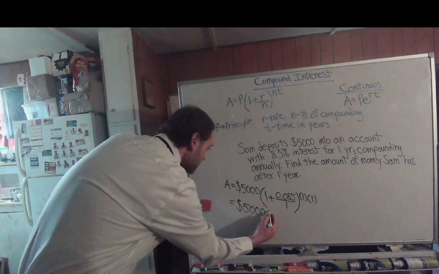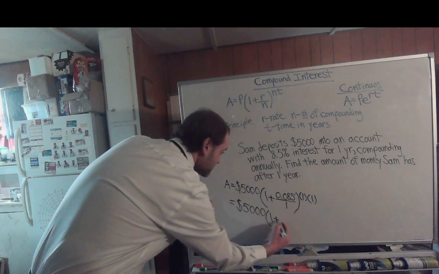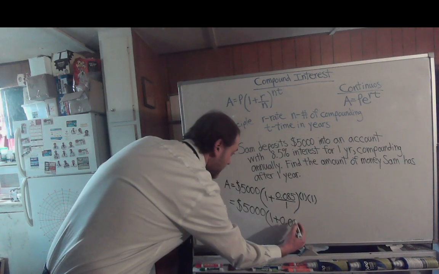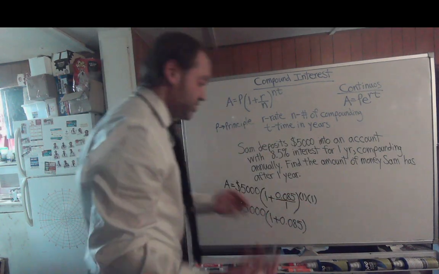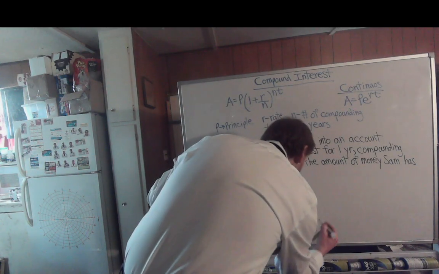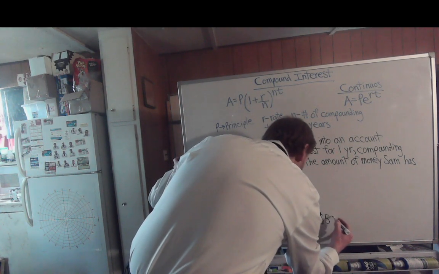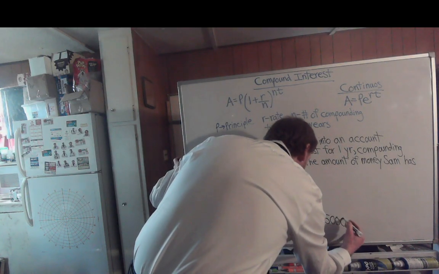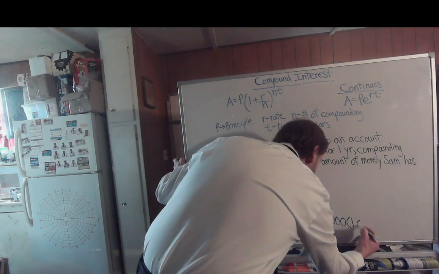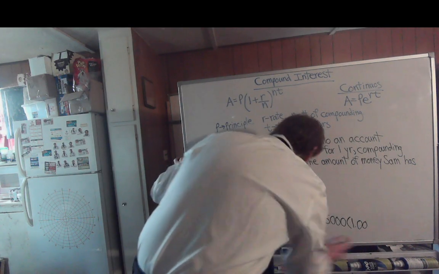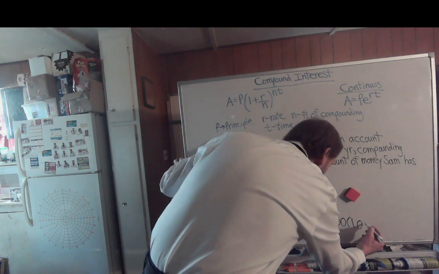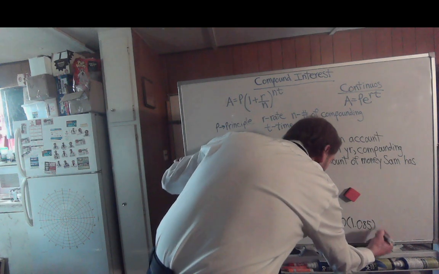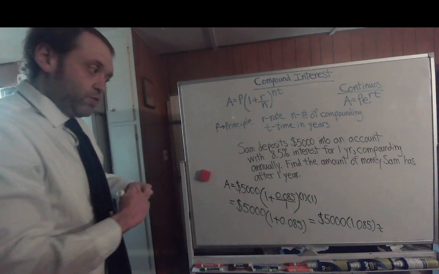This would be equal to $5,000 times literally 1 plus 0.085 to the 1 times 1 power. That's just to the first power. So that's going to equal $5,000 times 1.085. And then we should get a decimal approximation here about how much you'll have after 1 year.